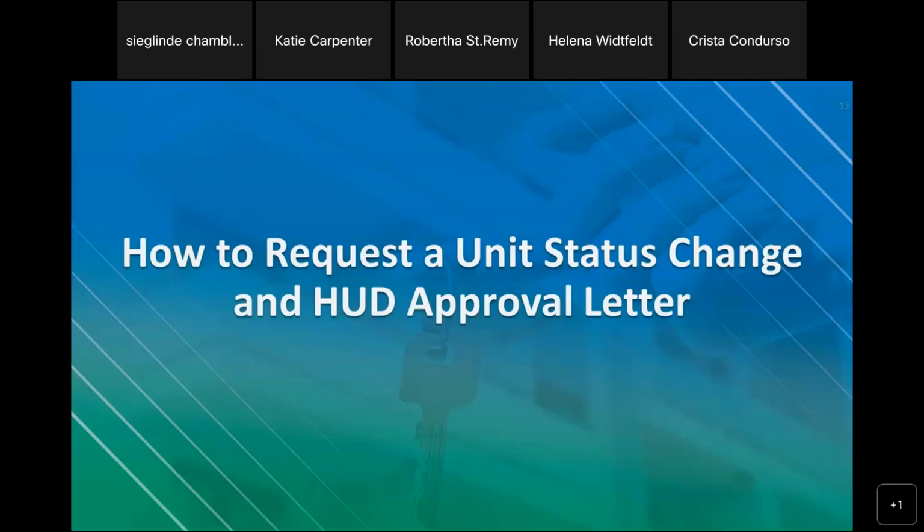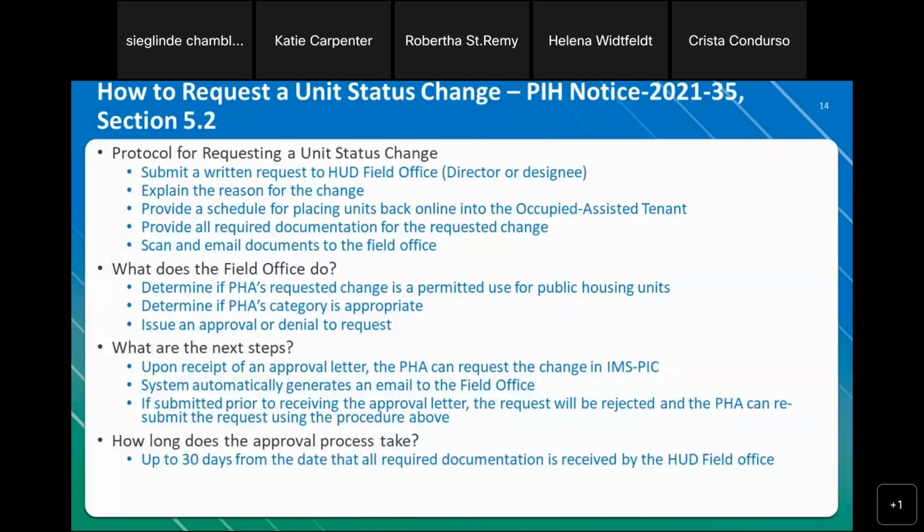The next section is how to request a unit status change and HUD approval letter. So next slide. In the PHA notice, this particular approval protocol is reflected in section 5.2 of your PHA notice, so it will follow this particular section. It's rather short, not much to it. And as with everything, there is a protocol on how to go about these requests for changes.